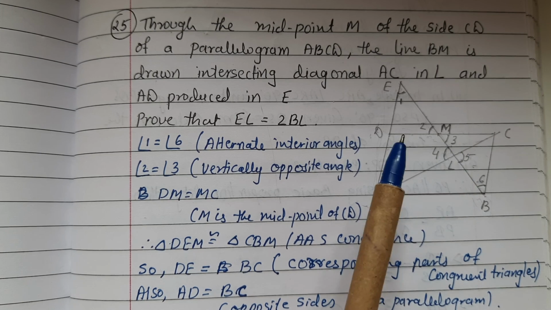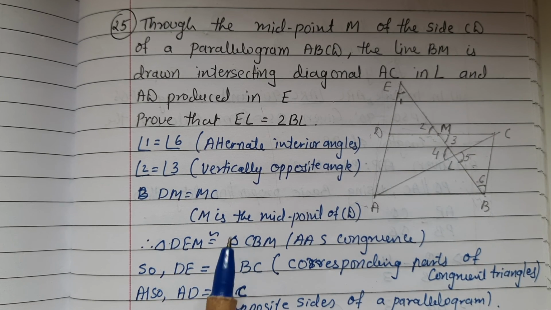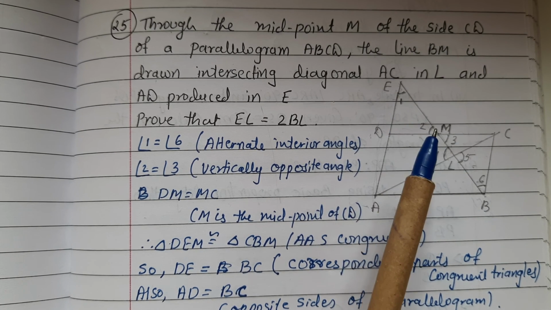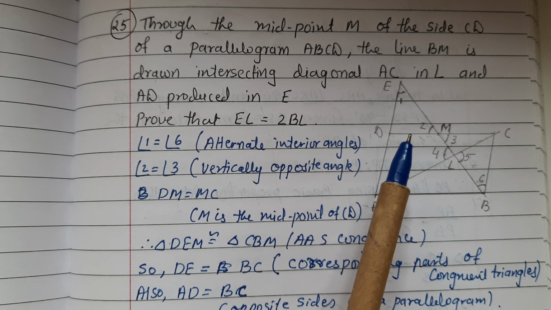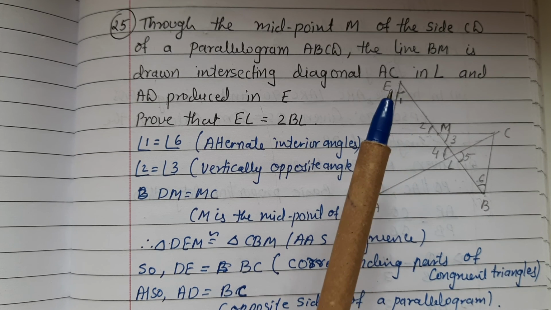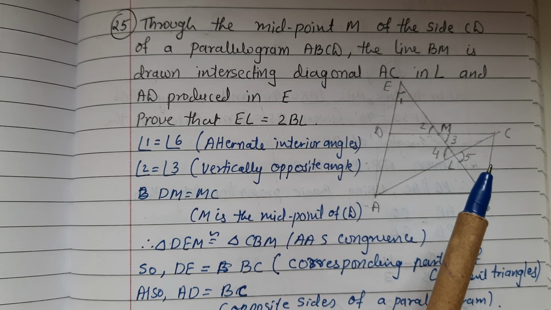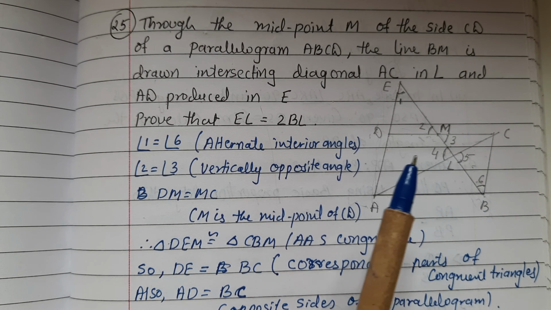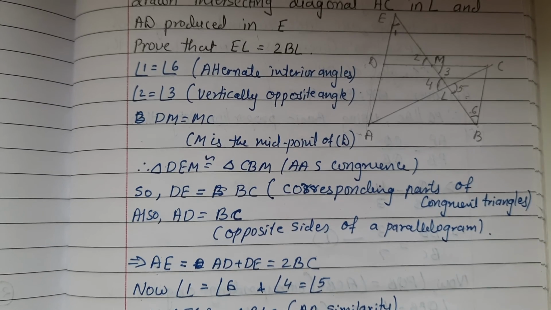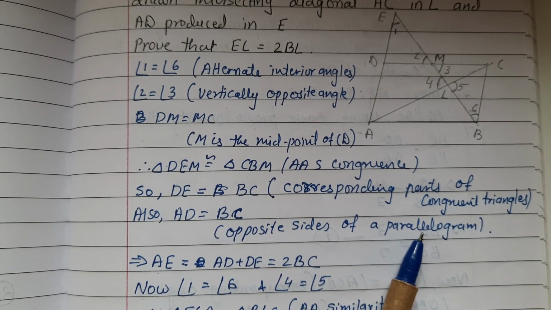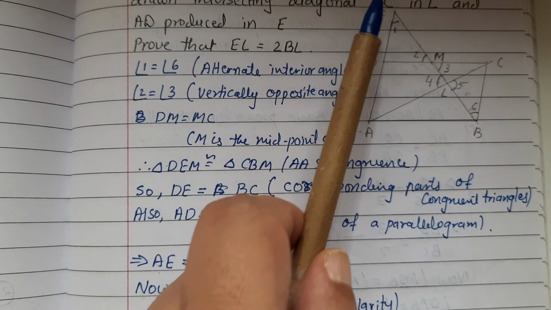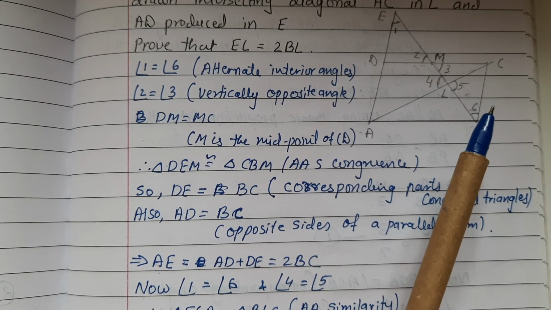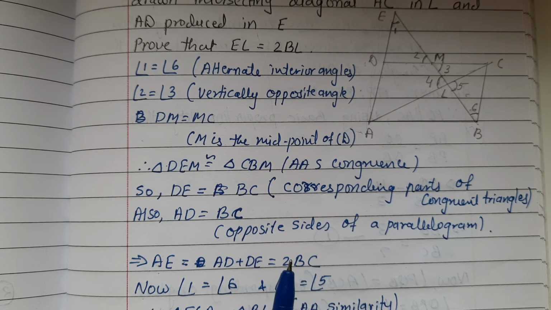Therefore, triangle DEM is congruent to triangle CBM by AAS test of congruency. So, DE is equal to BC, corresponding parts of congruent triangles. But BC is equal to AD, opposite sides of a parallelogram. Therefore, AE is equal to AD plus DE, but DE is equal to BC, therefore AE is equal to 2BC.